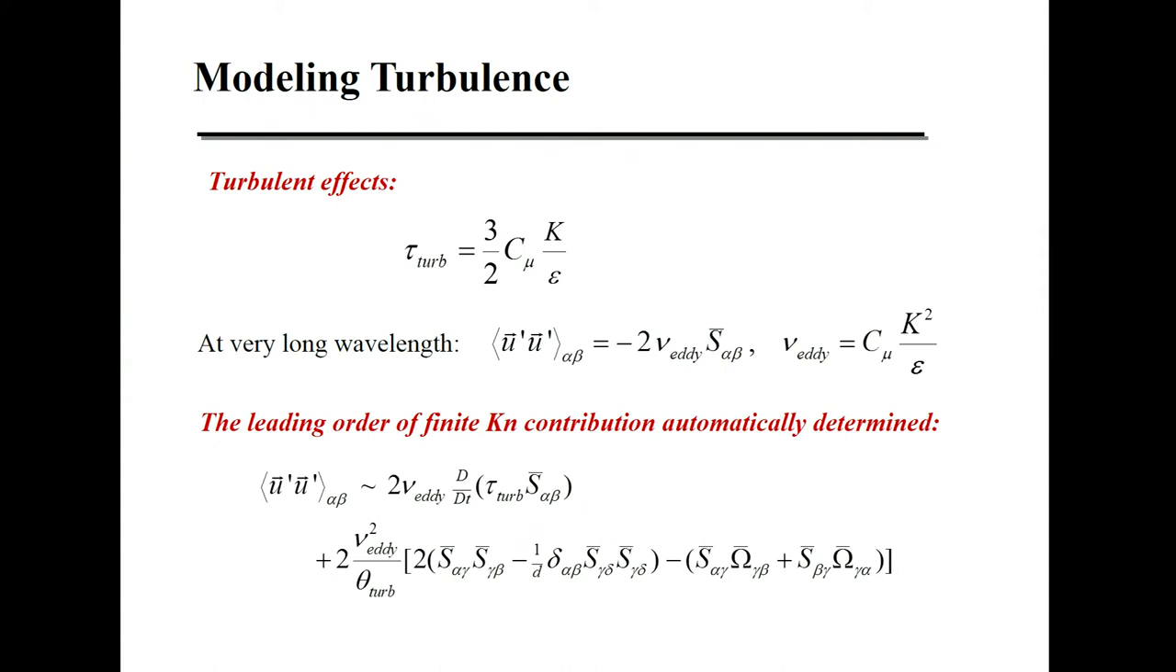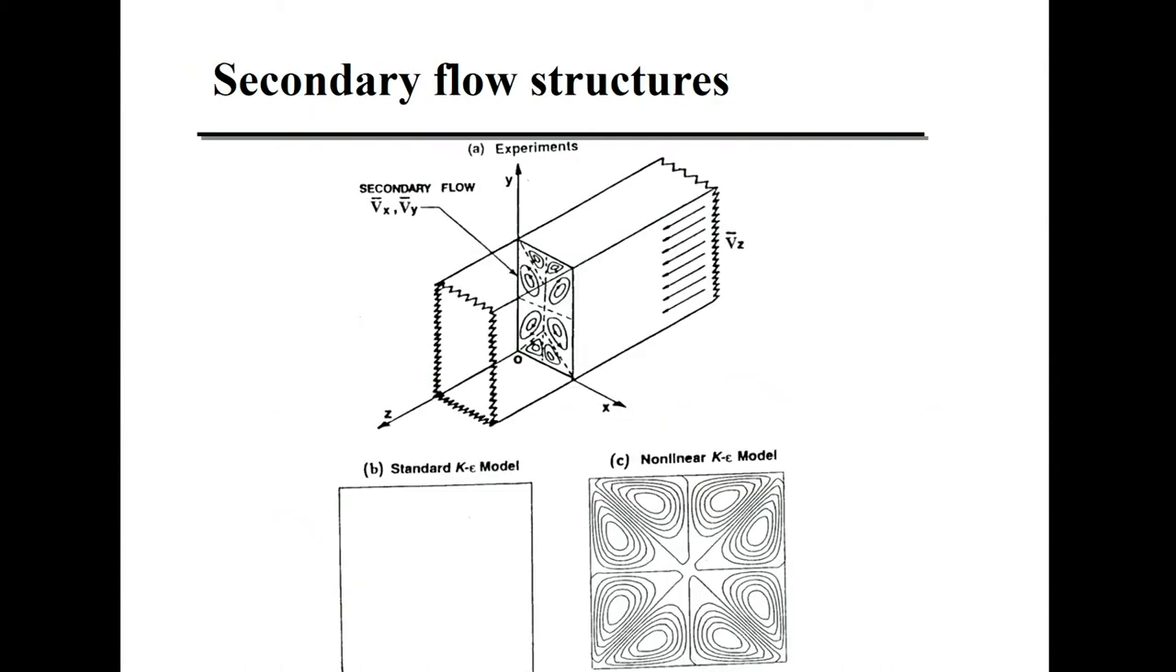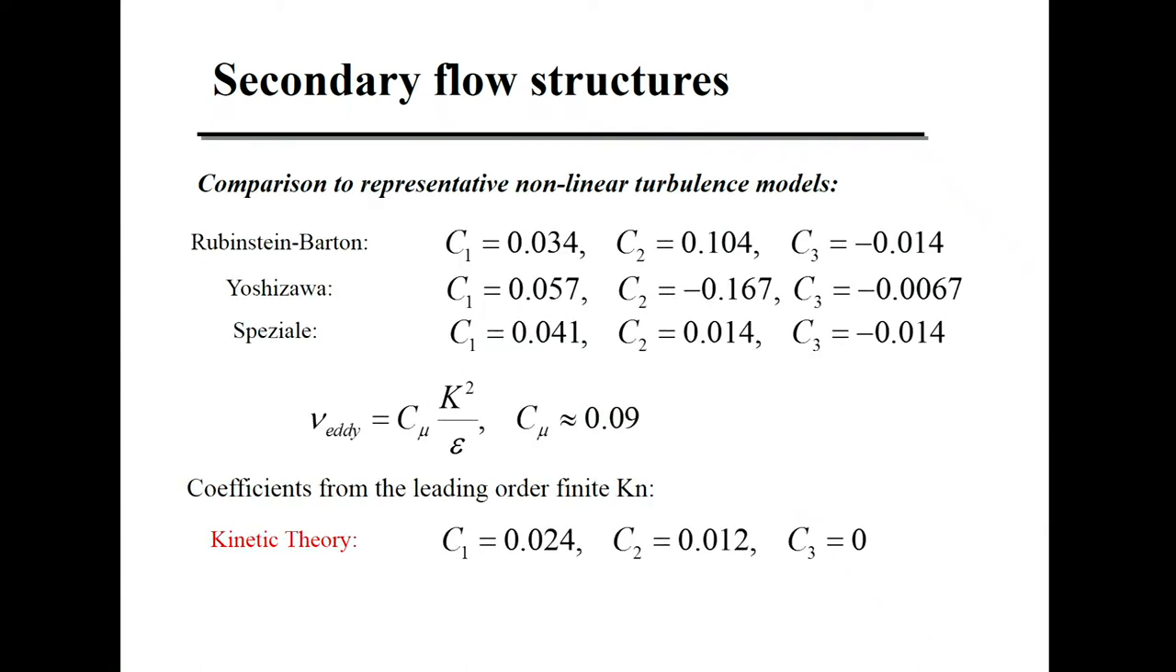But furthermore, if you look at the next order, it actually also fully determines the form with fully determined coefficients. The theta is actually just the k, the turbulent kinetic energy, with a constant of three over two or something. And you can show that it will predict this secondary flow where the standard one doesn't. And you can compare to some well-known closure models that include second-order corrections. You can compare the coefficients, and these are naturally obtained. But with the symmetry, you have a zero for one particular streamwise or spanwise direction.